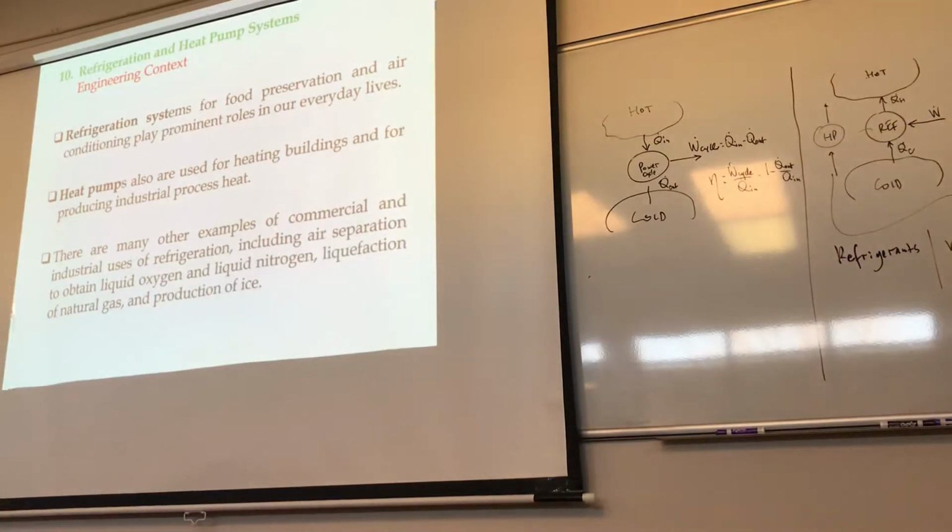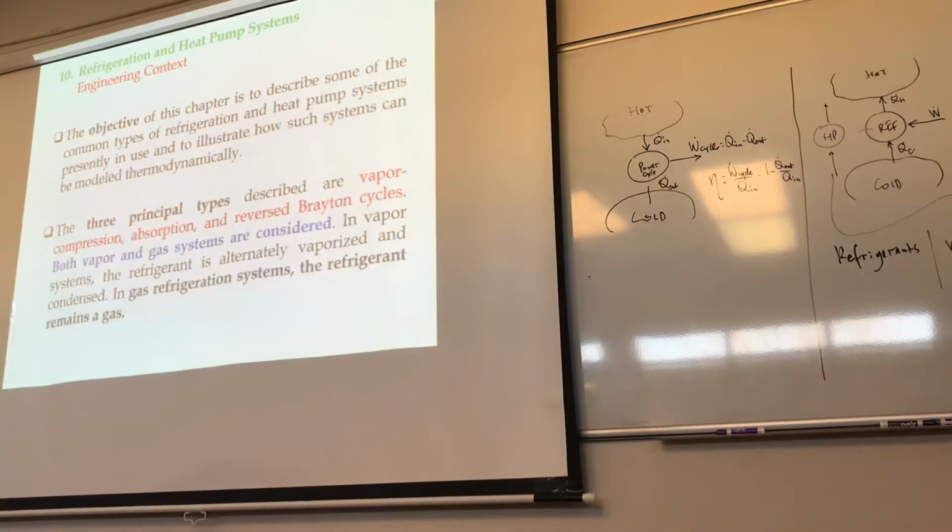So many other examples of commercial and industrial use of refrigeration, which I'm not going to get into, but air separation, to obtain liquid oxygen, liquid nitrogen, liquefaction, and so forth. But for us, at this introductory level, it's just really understanding this cycle and what's happening through that cycle, or how do we create a cycle that would achieve that.